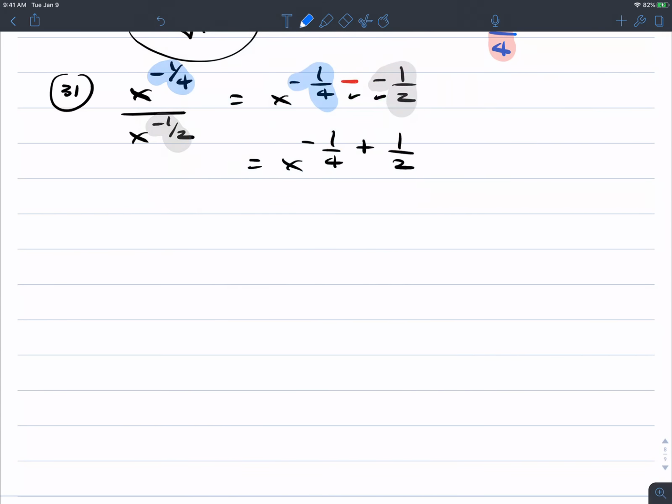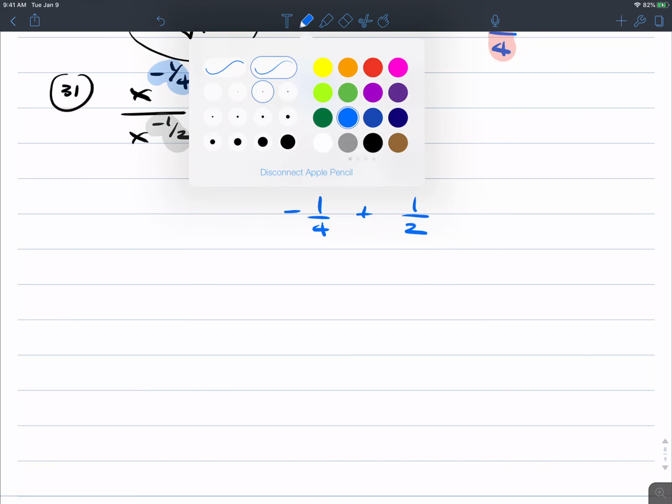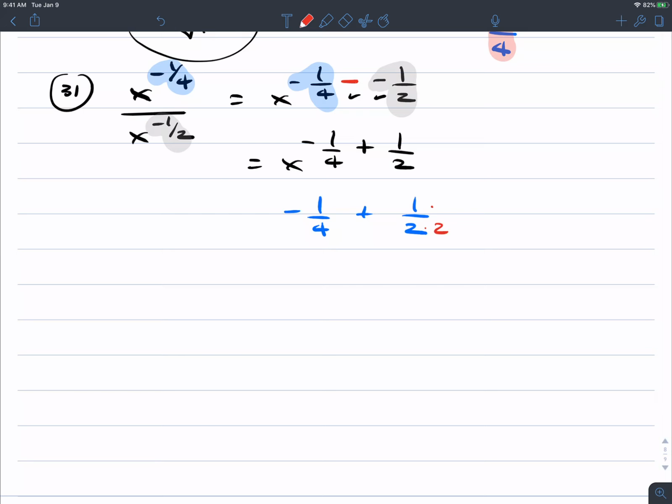So with your work now, it's negative 1/4 plus 1/2. Now you're still adding fractions. They're signed fractions. Denominators are 4 and 2. The LCM of 4 and 2 is going to be 4. So we have to multiply again the bottom by 2, the top by 2.